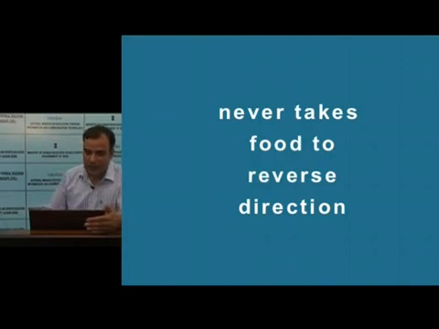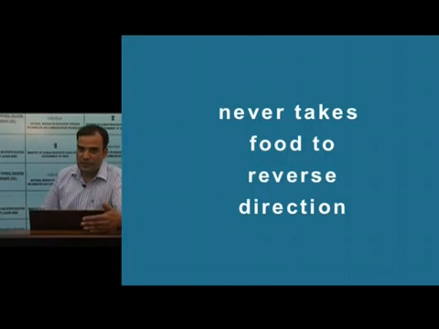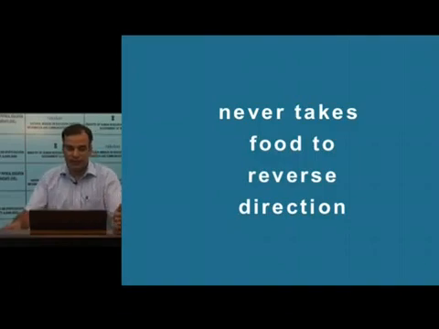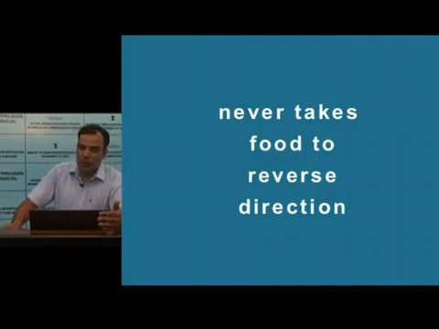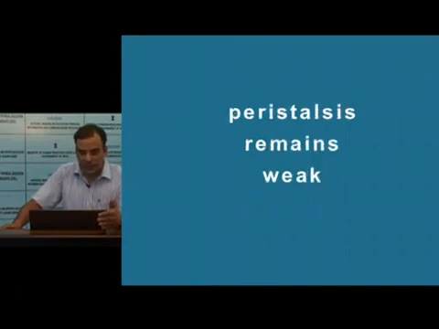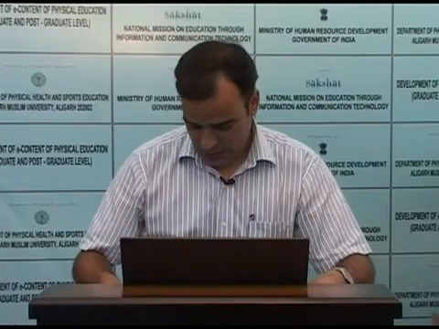The third important thing is that the myenteric plexus, which I mentioned earlier, which is the intrinsic plexus of the nervous system, is very essential for peristalsis. It has been seen that in persons in whom the myenteric plexus is not developed, the peristalsis remains very weak. This means that for effective peristalsis, the myenteric plexus is necessary. Now the specific movements of different parts of the GIT.